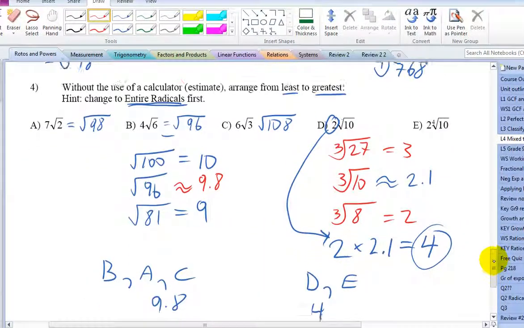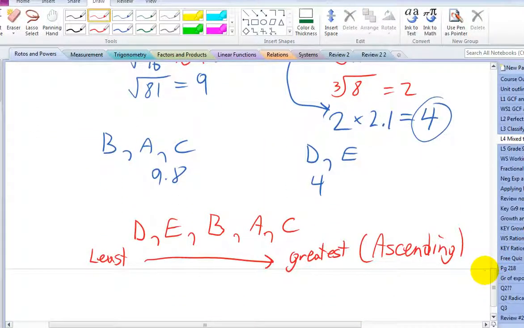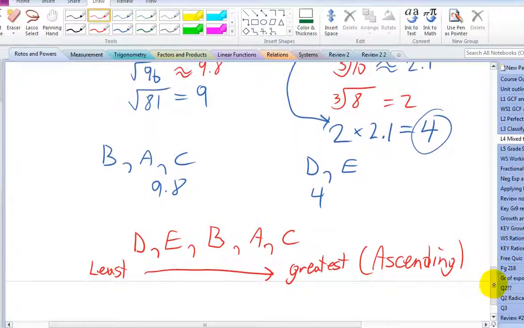Oh, I screwed that up, didn't I? You guys should have said something. I know I heard something. E is smaller. Okay. So it should go E, D, B, A, C.